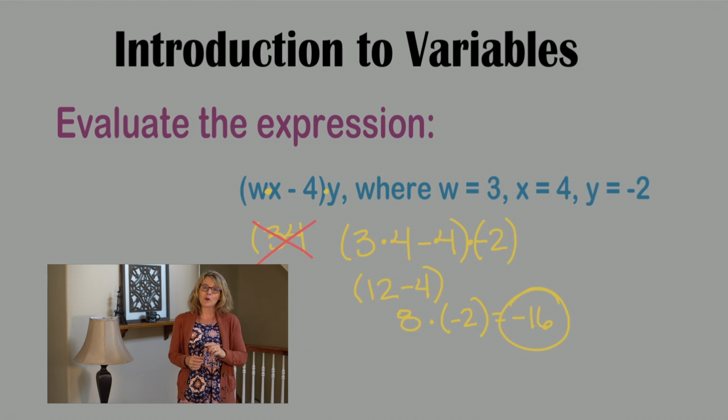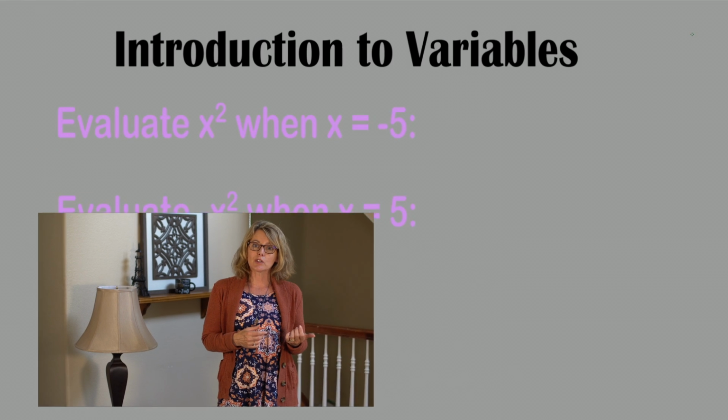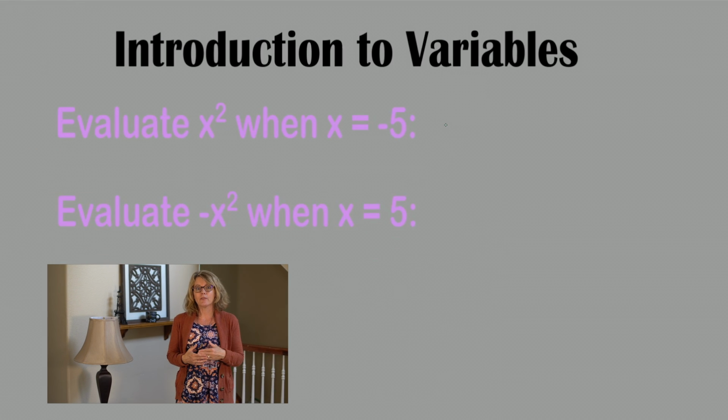I have one more thing to show you today. It is one of the most confusing things in algebra, and they always like to test on it because a lot of students don't ever learn it. So listen closely and you will see that this is actually pretty logical and uses what you already know. These are two similar but different expressions. X squared when x equals -5 and -x squared when x equals 5.